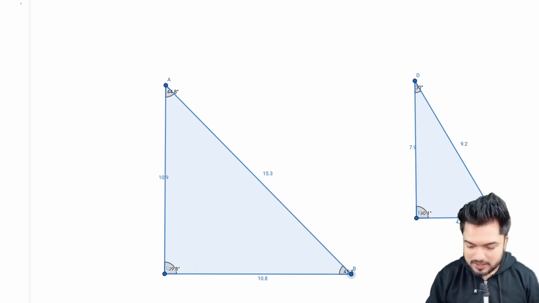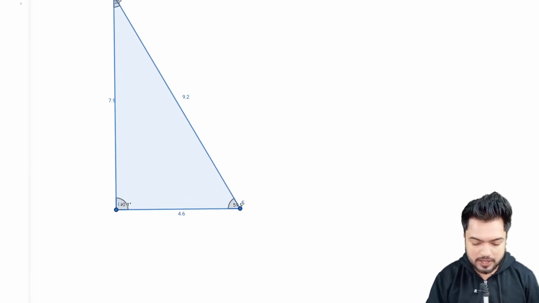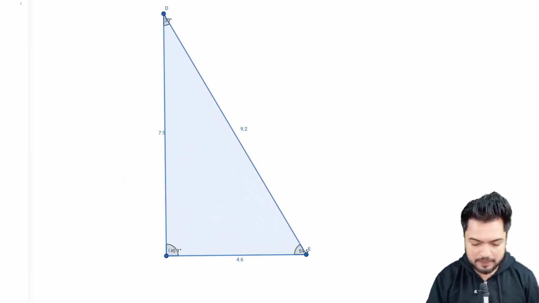Similarly, that is the case with the 30, 60, 90 triangle. As you can see, what are the three sides that you can see here? One angle is 30, one is 90, one is 60. As you can clearly see it here on the screen, the sides are 4.6, 7.9 and 9.2. As you can check it, write this down. The ratio of these three sides will be 1 is to 2 is to root 3.